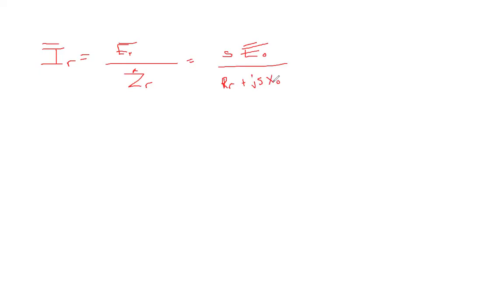Then from here, there's something we can do. We can divide throughout, the upper part and the bottom part, by S to make a slight difference. If we divide both the numerator and the denominator by S, we get E naught at the top, and at the bottom we get R over S plus J X naught. Now we have a new quantity that we have to define here.